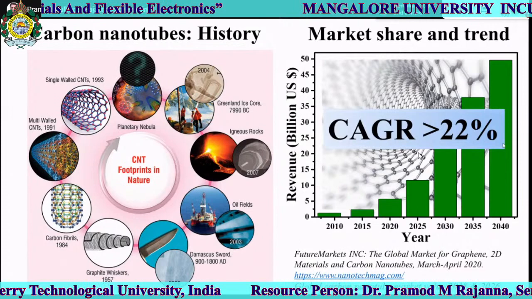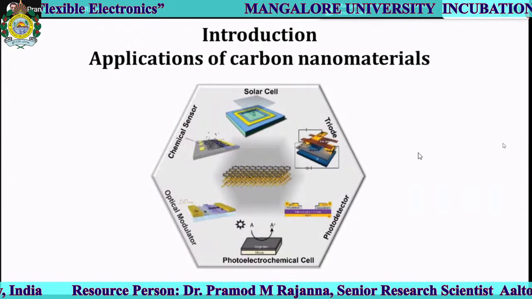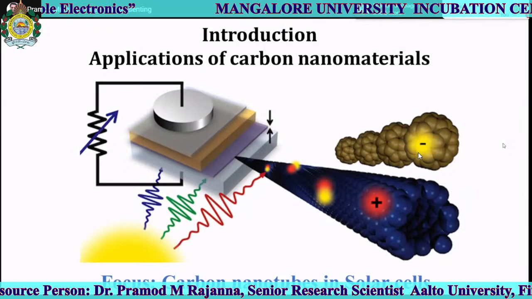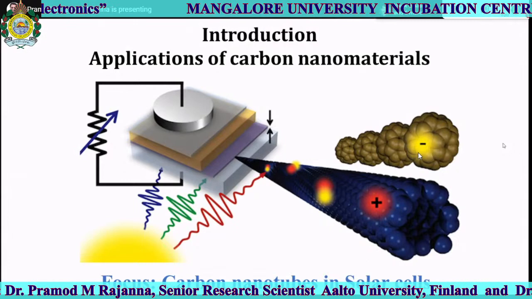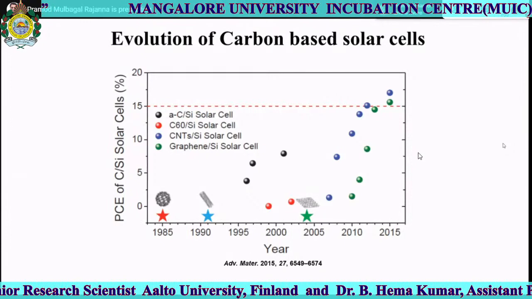If you look carefully, carbon nanomaterials can be applied in different kinds of applications, from sensors to solar cells to triodes to detectors to electrochemical cells to optical modulators. And more importantly, the carbon nanotubes, which I'll be focusing on, for applications in energy, called solar cell applications or photovoltaics. Carbon-based solar cells have been there since the 1960s.